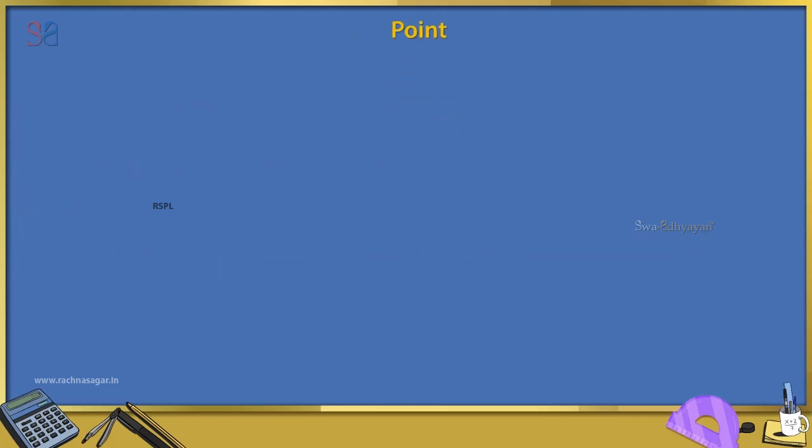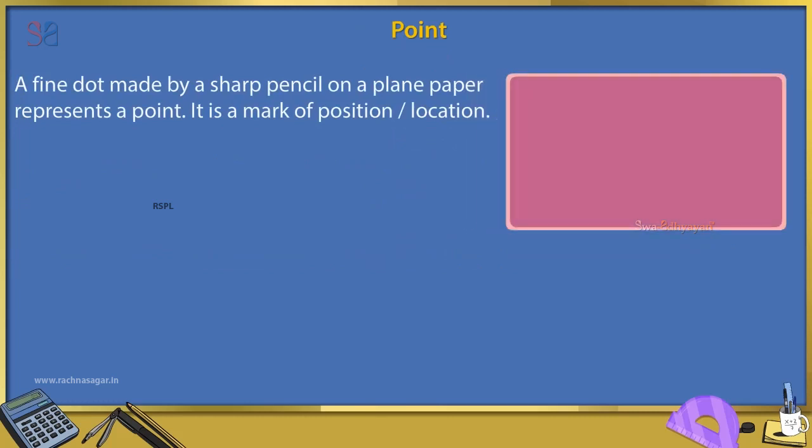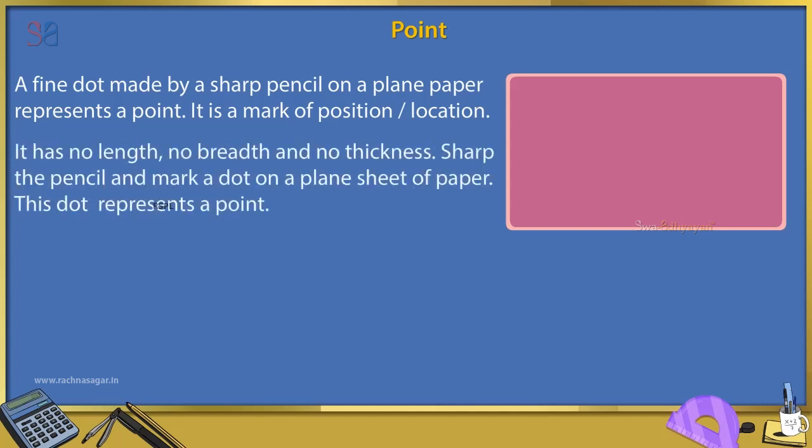Point. A fine dot made by a sharp pencil on a plain paper represents a point. It is a mark of position or location. It has no length, no breadth, and no thickness.